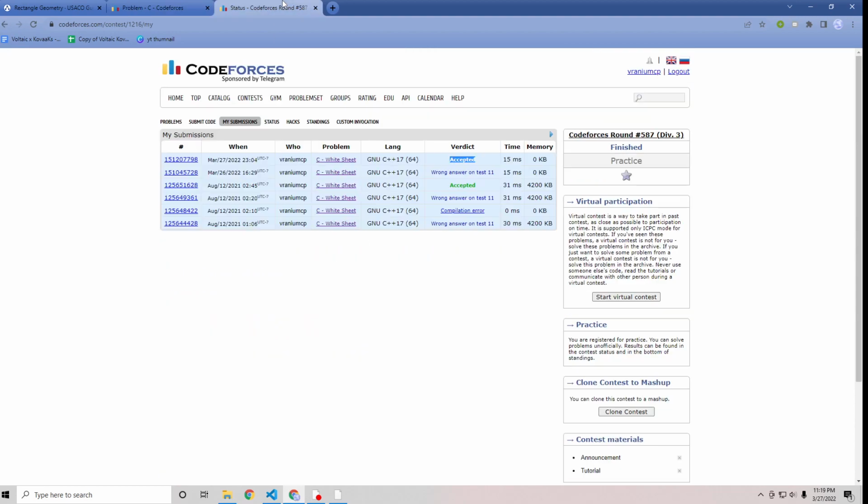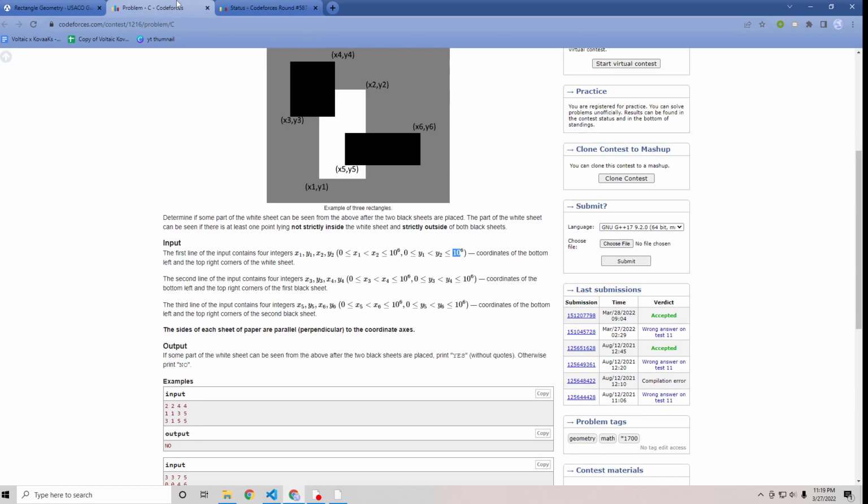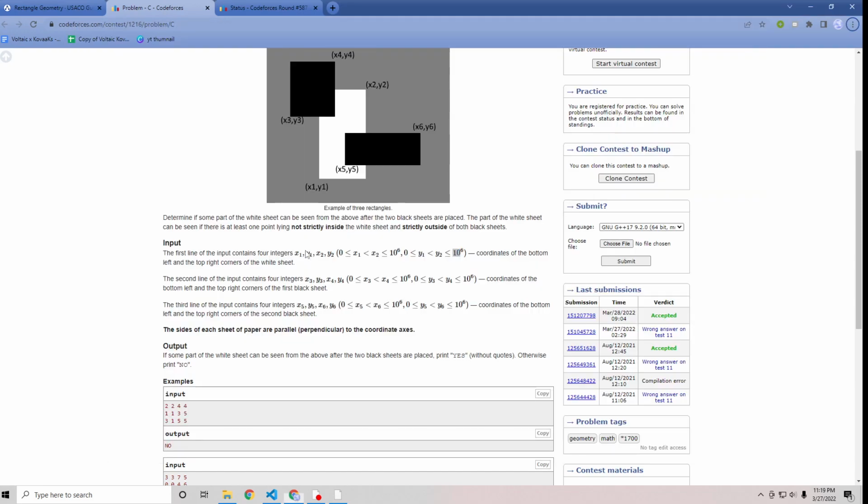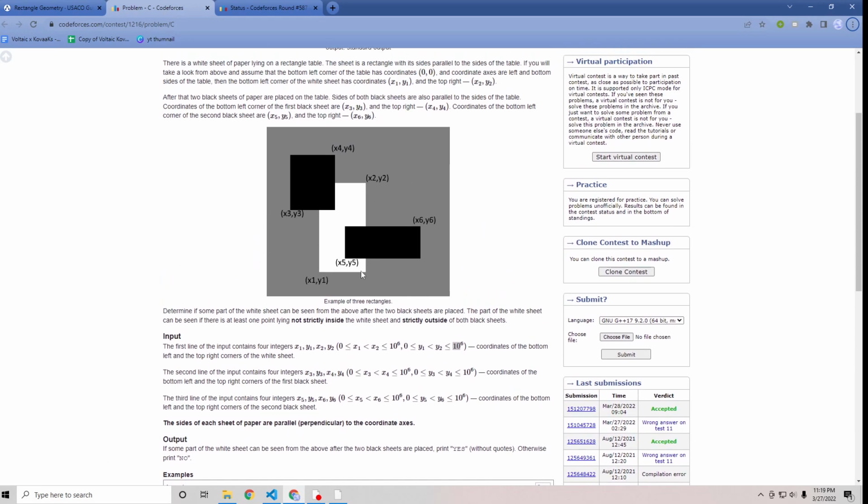I've actually just solved this problem because I got it accepted, but there was an audio issue, so I'll just go through my thinking. The first thing to notice is that we can look at the area of the white rectangle, and then look at its intersection with the black rectangles. If the area of intersection is as big or bigger than the total area of the white rectangle, then we know that the black rectangles fully cover the white rectangle.